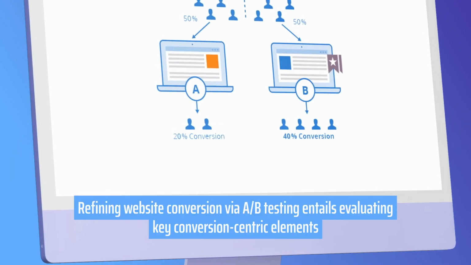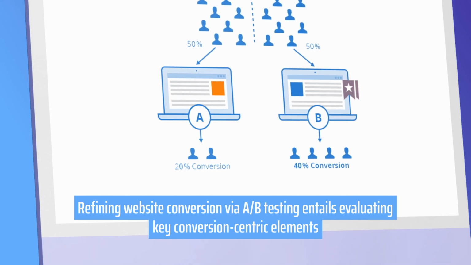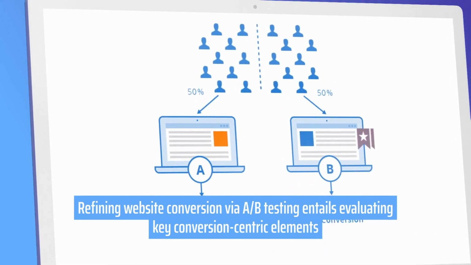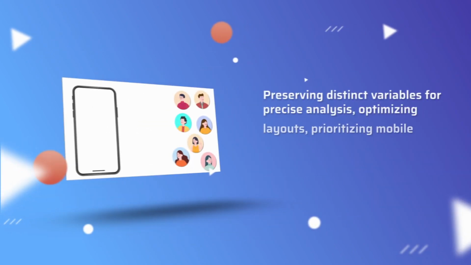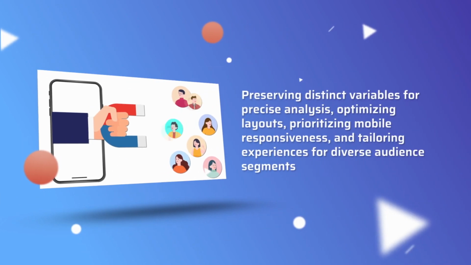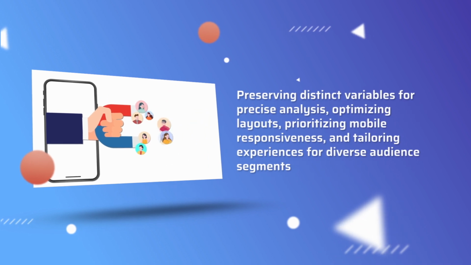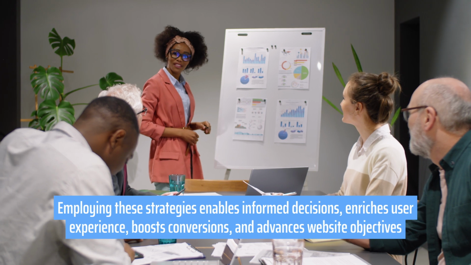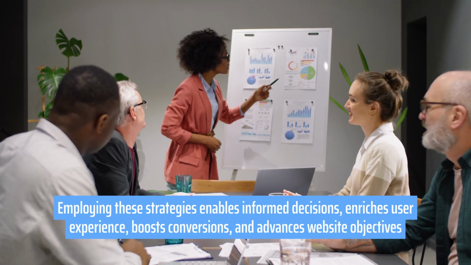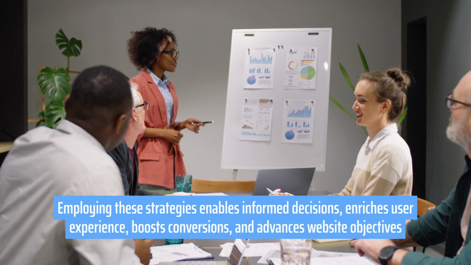So to summarize, refining website conversion via A/B testing entails evaluating key conversion-centric elements, preserving distinct variables for precise analysis, optimizing layouts, prioritizing mobile responsiveness, and tailoring experiences for diverse audience segments. Employing these strategies enables informed decisions, enriches user experience, boosts conversions, and advances website objectives.